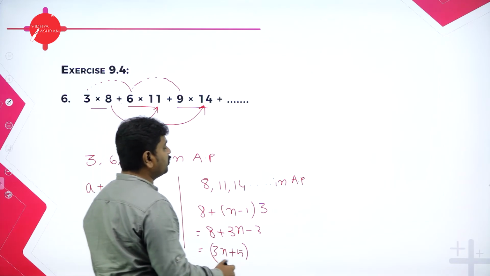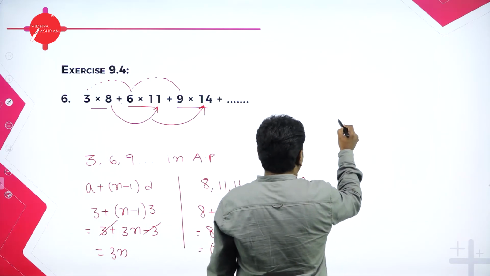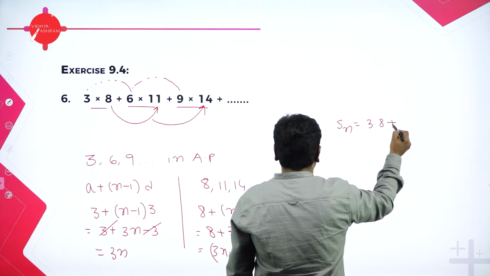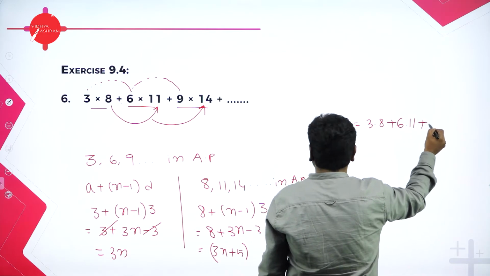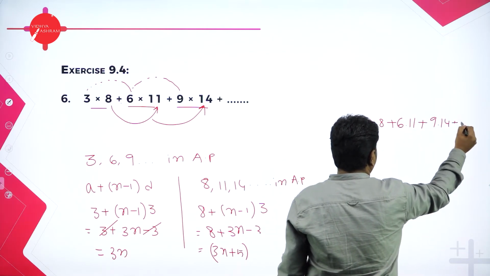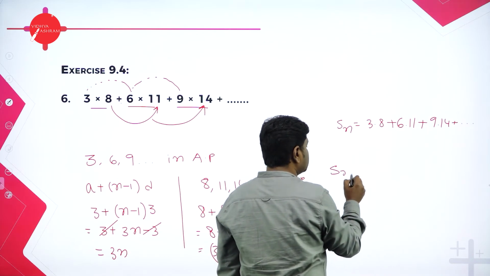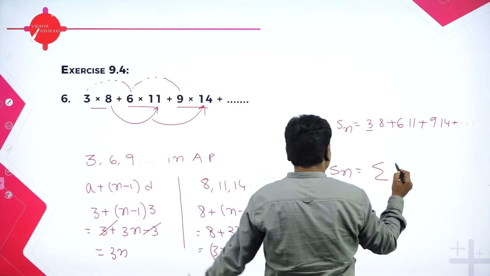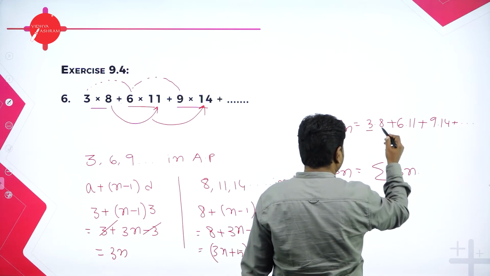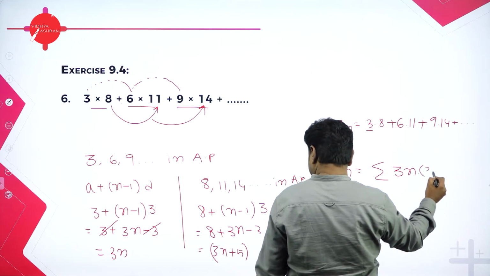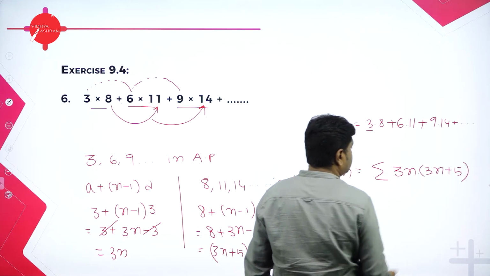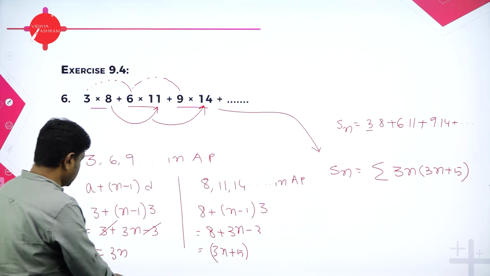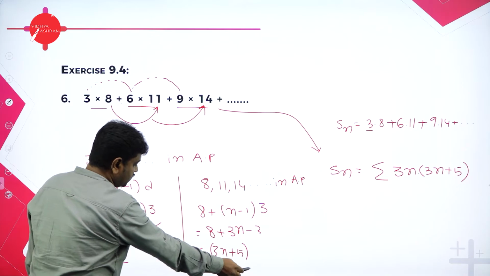So the given problem can be written as 3 into 8 plus 6 into 11 plus 9 into 14 plus so on till n terms. I can write Sn equals the summation of the first term's general term, 3n, into the second term's general term, 3n plus 5. So they gave a question like this and we wrote it like this: the first term's general term is 3n and the second term's general term is 3n plus 5.